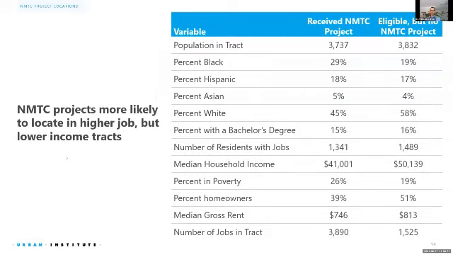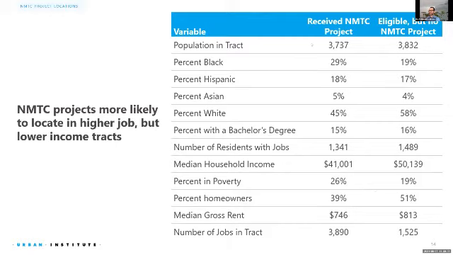And what about the attributes of the tracts that do get it? So we are looking at tracts that got New Markets Tax Credit projects, that's the 3,600 odd tracts through 2017, and then the eligible tracts that did not get it, that's the 38,000 odd tracts.